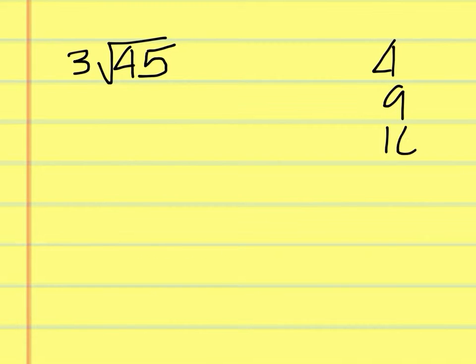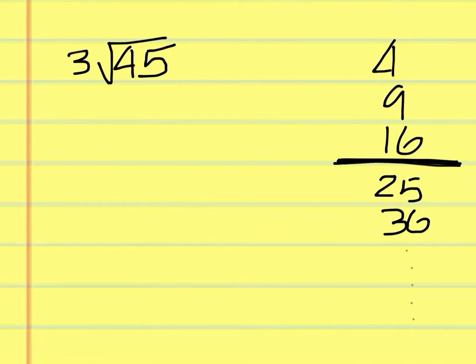Let's find the simplified version of 3 square root of 45. I have 4, 9, 16, 25, 36, and so on for my perfect squares. Half of 45 is 22 and a half. Where does that show up in the list? Between 16 and 25, so forget about this.